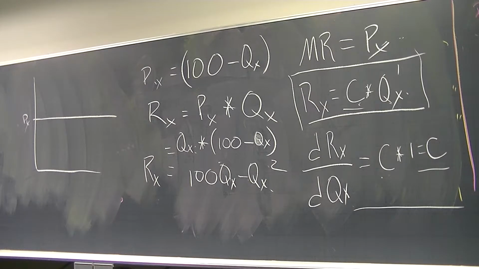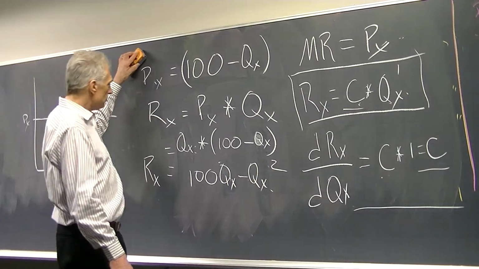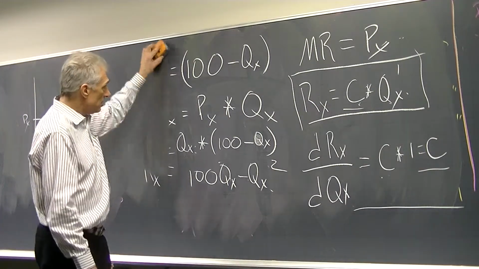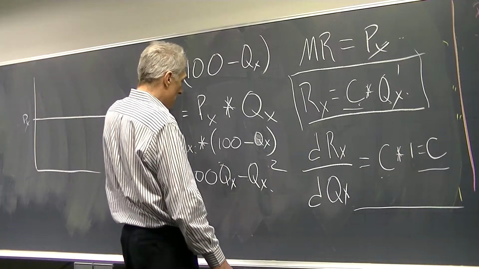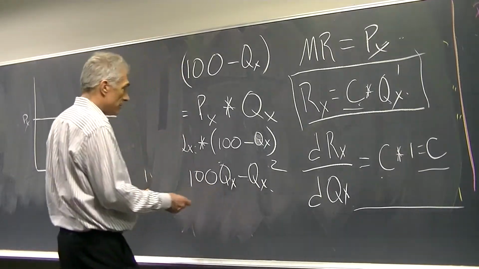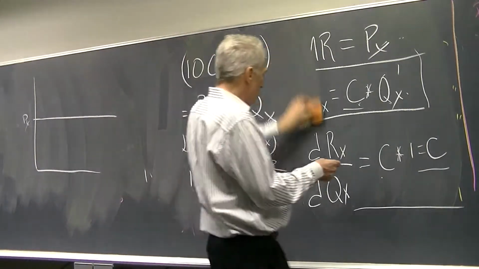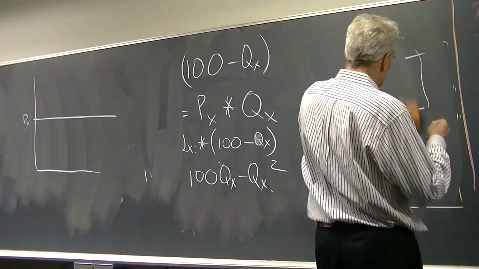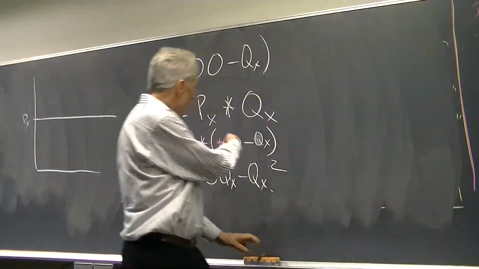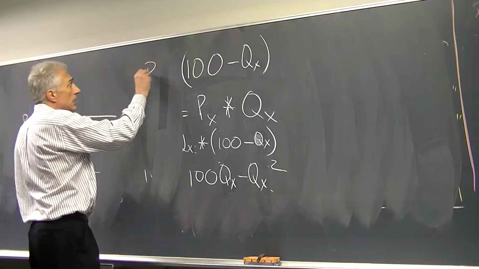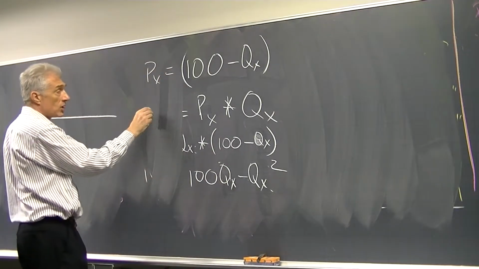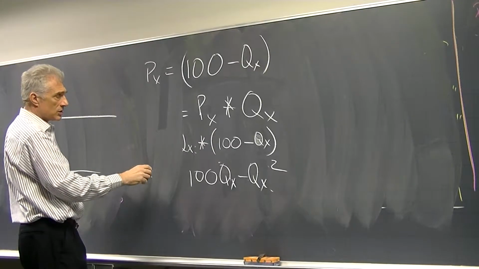So that is for a single firm in perfect competition. Now the marginal revenue under monopoly. Now we're going to show it under monopoly. We can use this equation under monopoly. It's PX equals 100 minus QX.